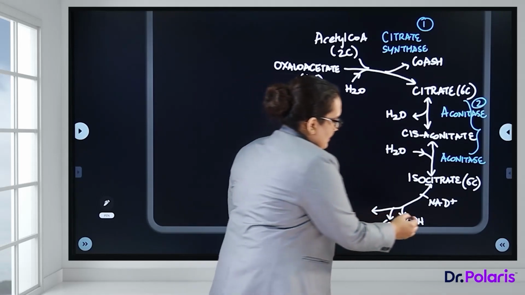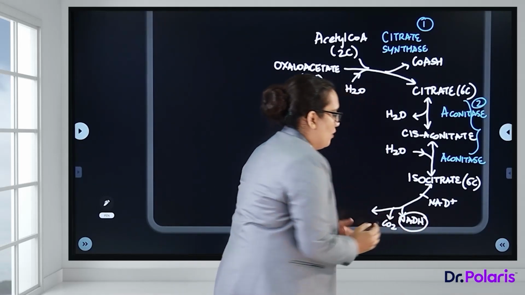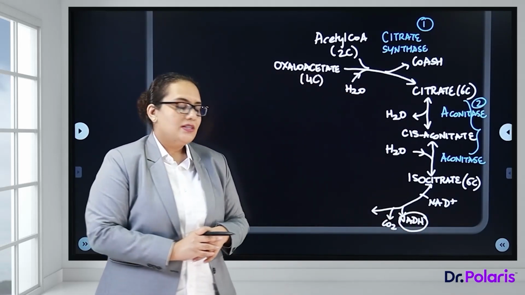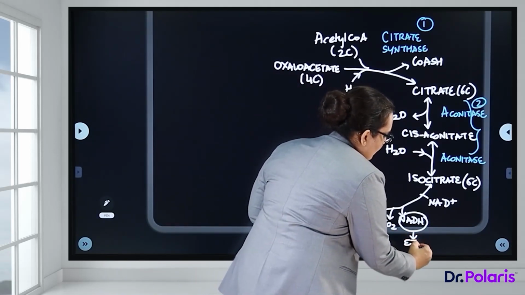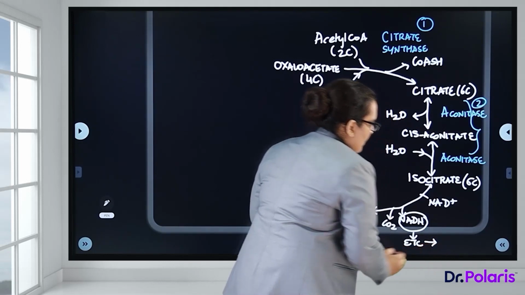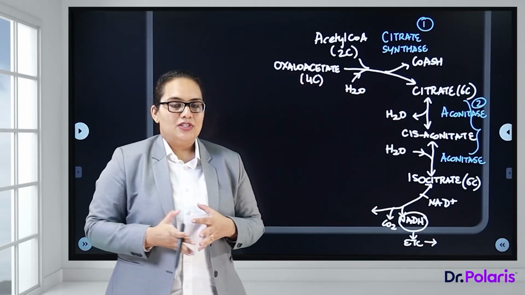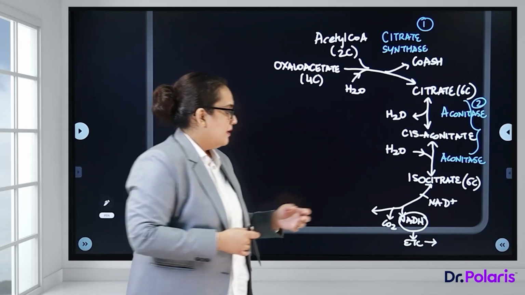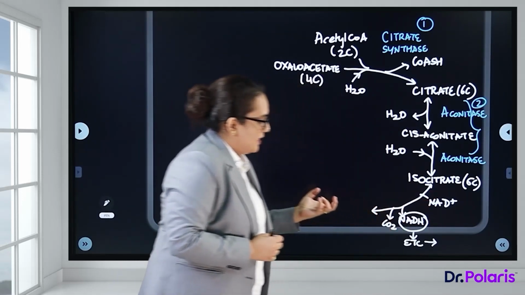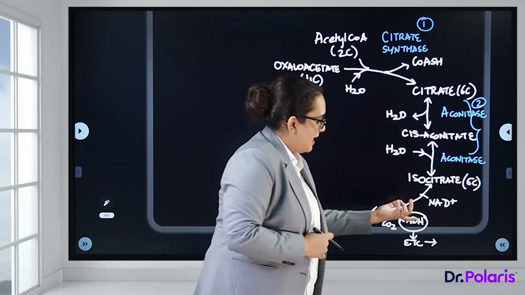Now, it is said that this NADH which is formed enters into the electron transport chain, which is present in the mitochondria itself, and produces some amount of energy. Now, how much energy is produced? I'll talk about that a little while later. So, this is an oxidative decarboxylation reaction, a reversible reaction.